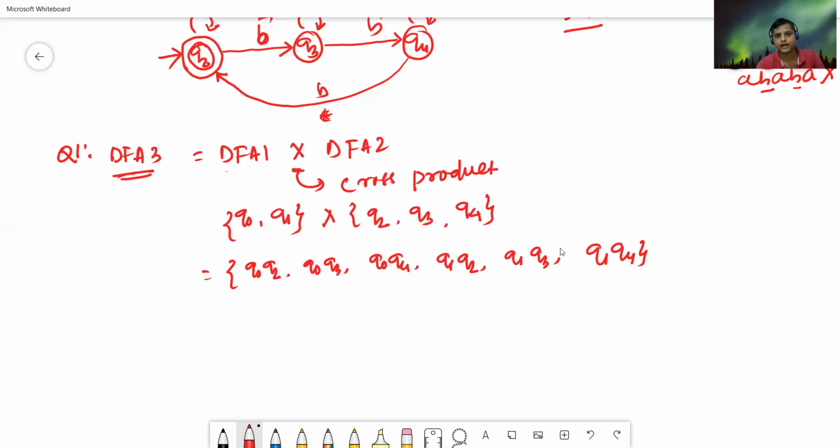DFA 3 contains 1, 2, 3, 4, 5, 6. Okay. DFA 1 contains 2 states, DFA 2 contains 3 states, and DFA 3 contains 2 into 3 equal to 6 number of states. These are the number of states in DFA 3.